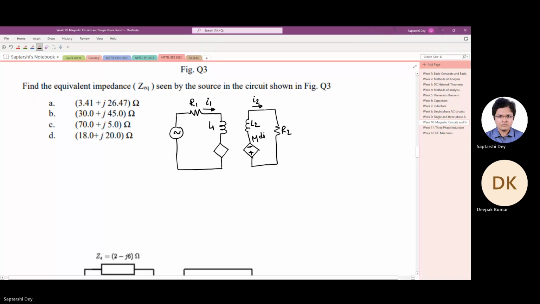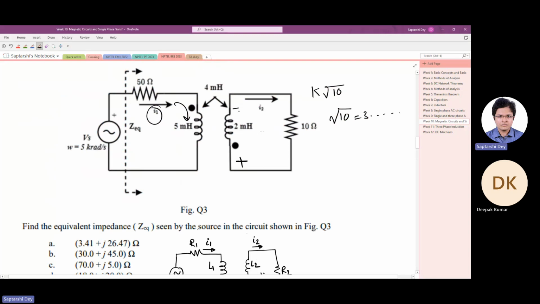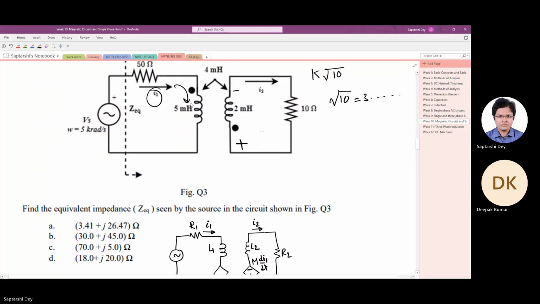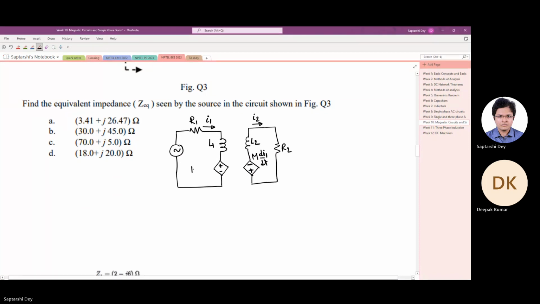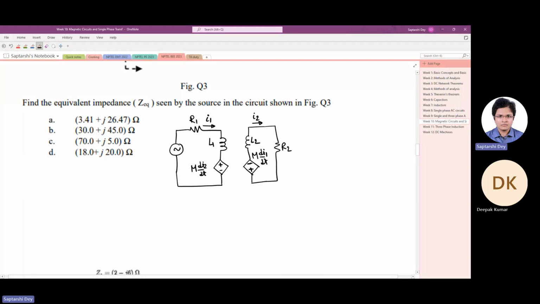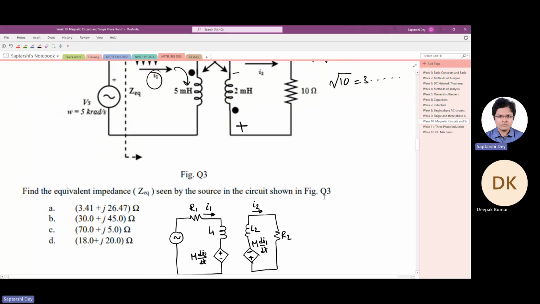M di1 dt. And similarly, I2 is also going into the dot, so it will create positive voltage. So it will be... you tell me whether it is clear up to this, that we can draw this circuit from the other circuit, whether you can understand the polarity of the dependent voltage sources.